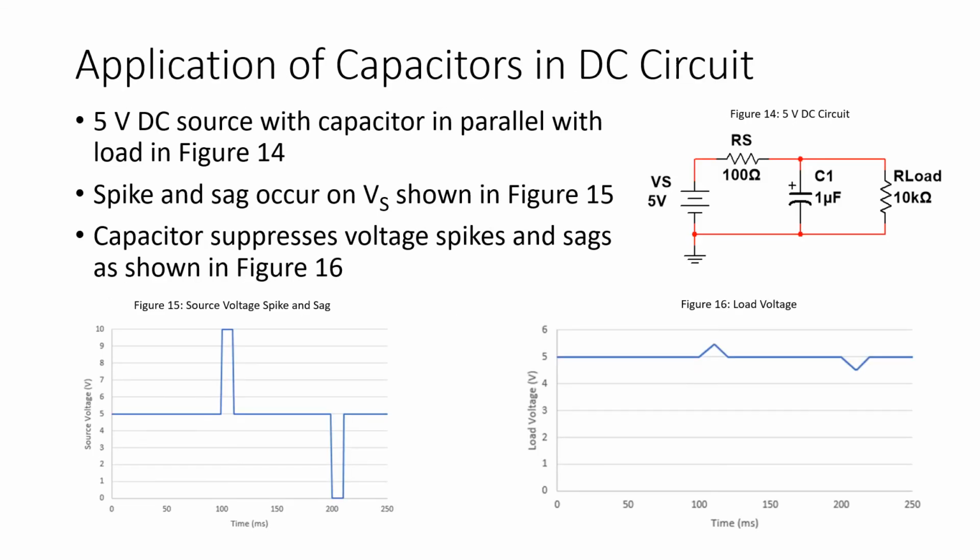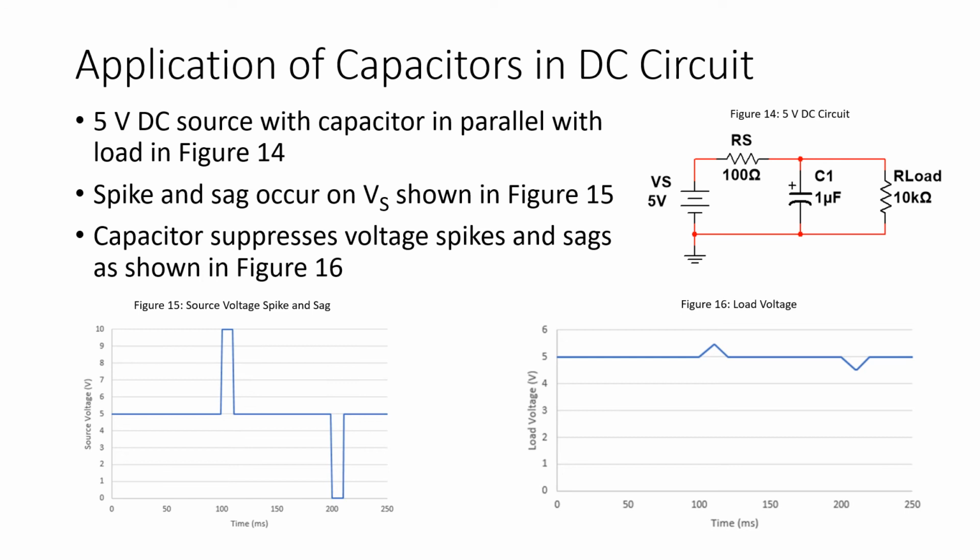Now, the last thing we'll look at is using a capacitor to smooth out or suppress voltage spikes and voltage drops, or voltage sags. So we see a circuit in figure 14 that has a 5 volt DC source, a source resistance of 100 ohms, and then a 1 microfarad capacitor in parallel with the 10k ohm load resistor.